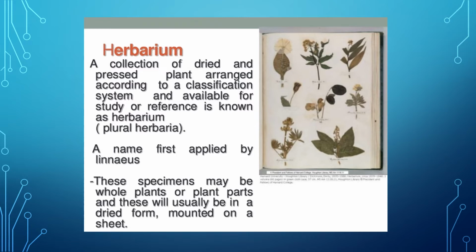Herbarium is a collection of dried and pressed plants arranged according to the classification system, and they are available for research work or reference purposes. That is something called a herbarium. It's a singular word and the plural is herbaria. The name was first applied by Linnaeus. These specimens can be the whole plant or part of the plant. They are usually dried and mounted on a wooden sheet. This is a photograph of a herbarium.